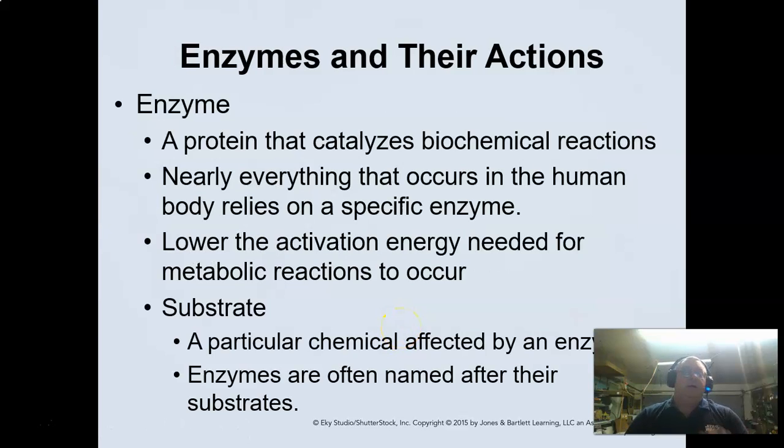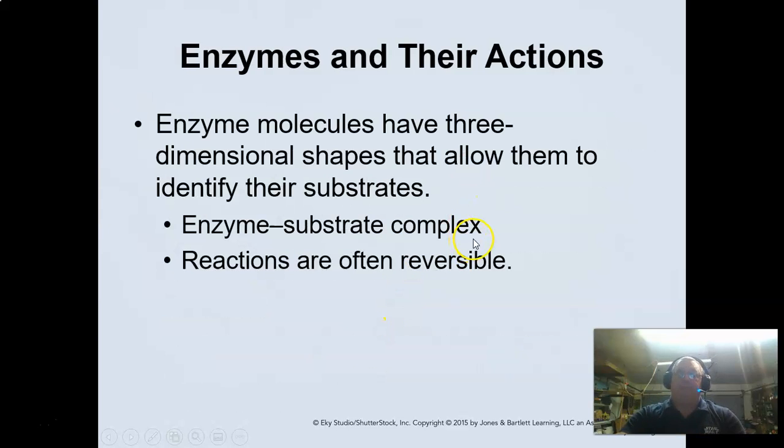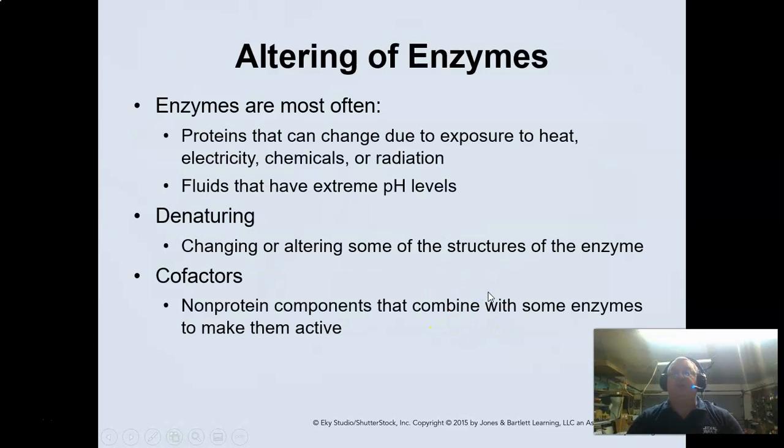All right. Acetylcholine is a neurotransmitter, and acetylcholinesterase is the enzyme that breaks down acetylcholine. The substrate is acetylcholine. So that's what it actually does; the acetylcholinesterase breaks that down. Again, it's an enzyme-substrate reaction, and just remember that these actions are usually reversible, and they often are.